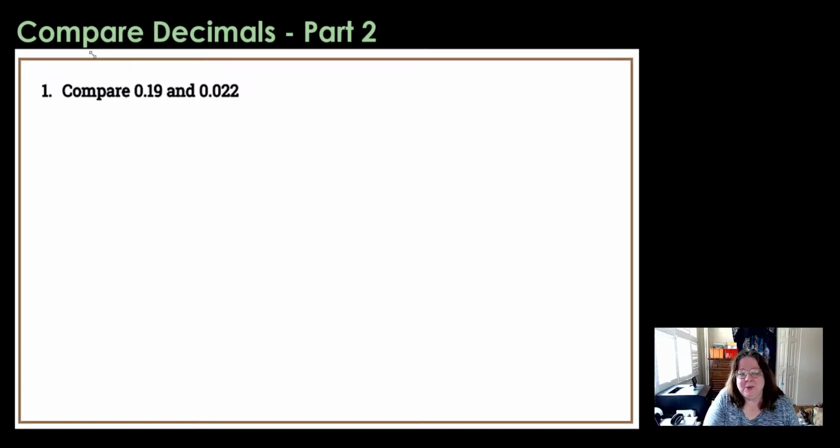Today we're continuing our look at comparing decimals. This is part 2 and this corresponds with Unit 1, Lesson 12. So here's our problem. We want to compare 0.19 and 0.022.